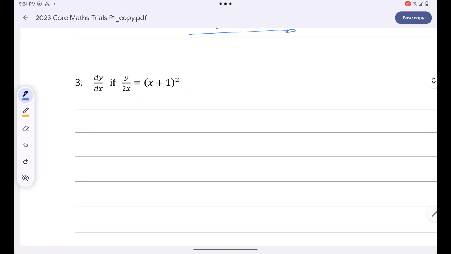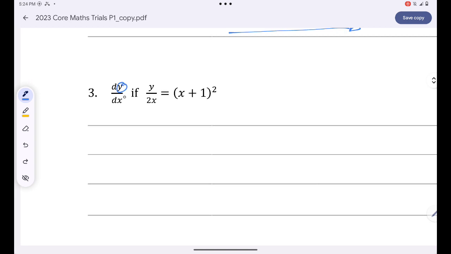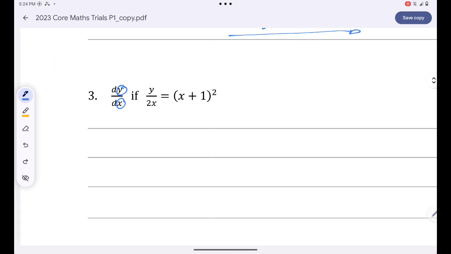And then over here, guys, I am given an equation, but before I find the derivative, because I'm supposed to find the derivative of y with respect to x, I must make sure that I isolate y on the left hand side, and then everything else should be on the right hand side, right? So remember that I'm given y all over 2x being equal to x plus 1 all squared. For me to remove this, I must just multiply both sides by 2x.